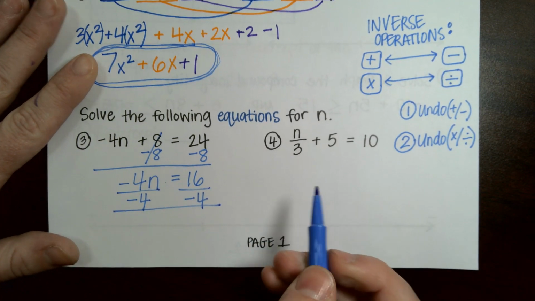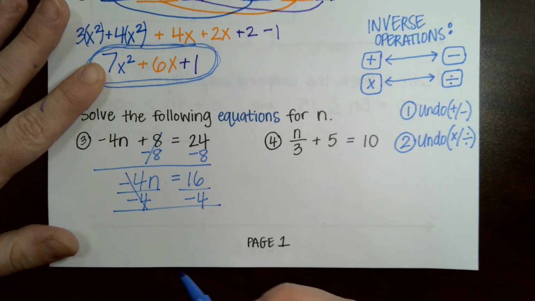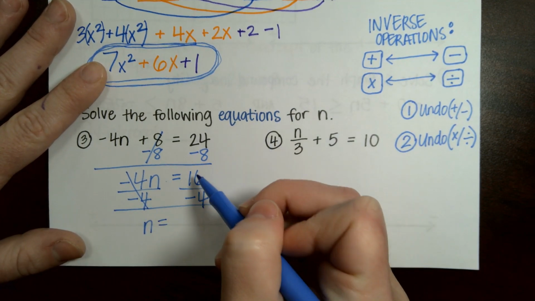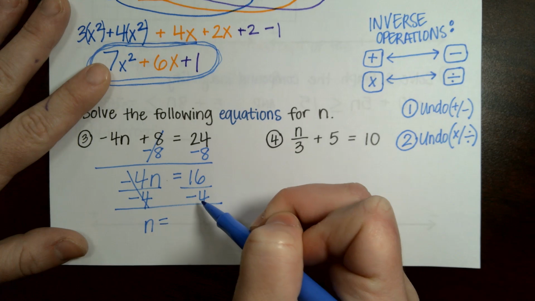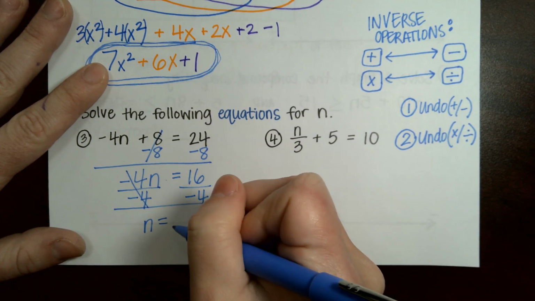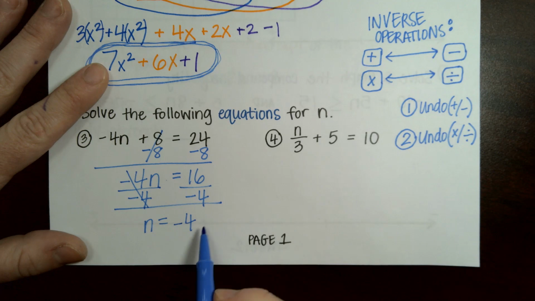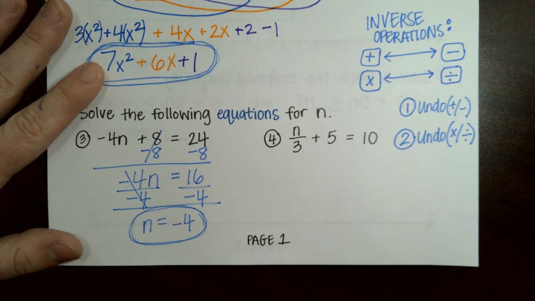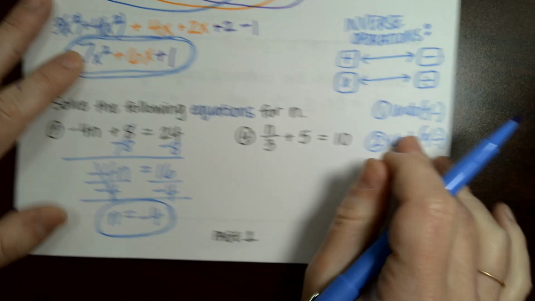Okay, negative 4. So, don't forget your negative rules for multiplication and division. Positive 16 divided by negative 4 is going to be what? Negative 4. Good. Any questions about number 3? Okay, good deal. Let's try 4.